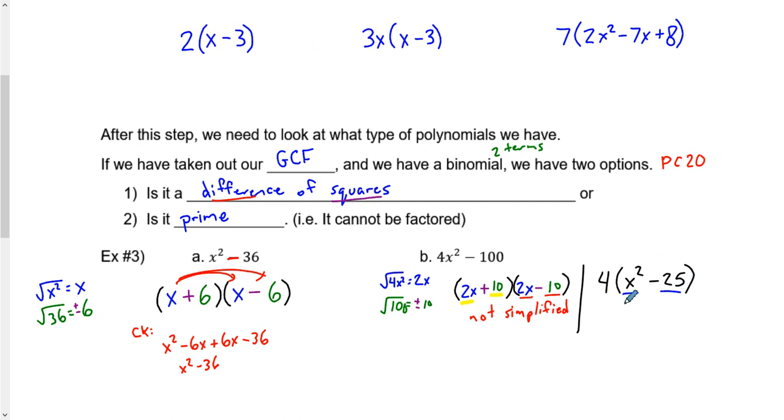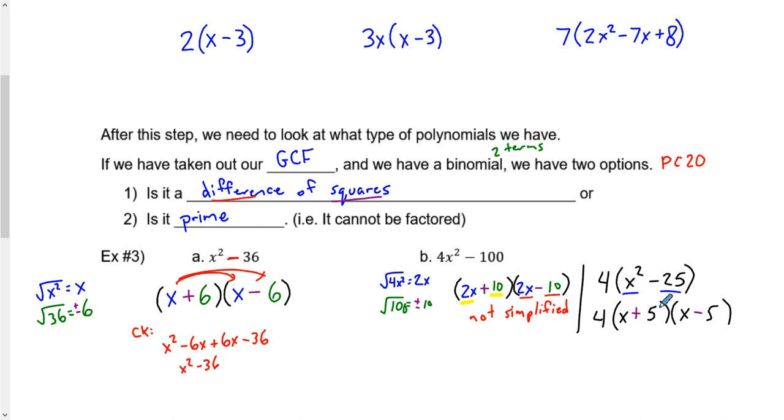The only difference is that that 4 has to come down. We still make two sets of brackets. We don't need to write all of this work because by grade 11, I hope that you know that the square root of x squared is x. I hope that you know that the square root of 25 is 5. And all you have to do as the last step is make one positive and one negative.